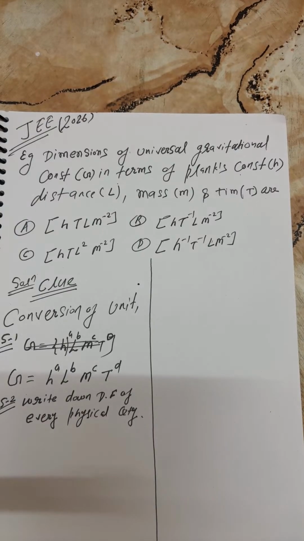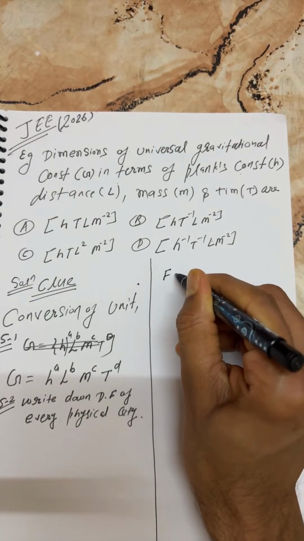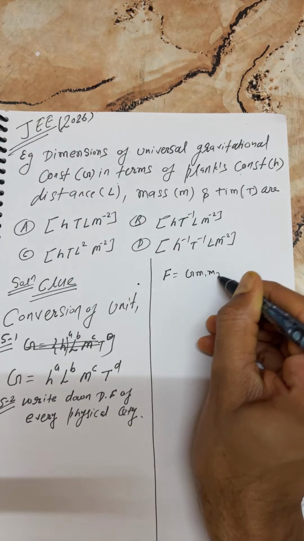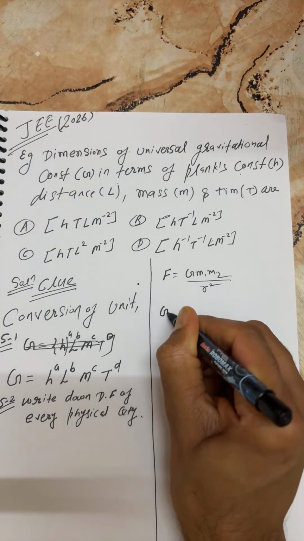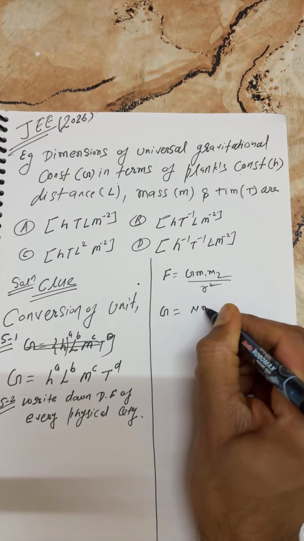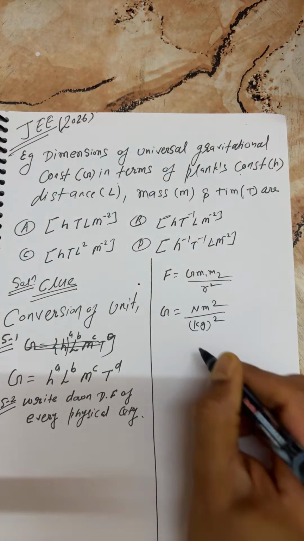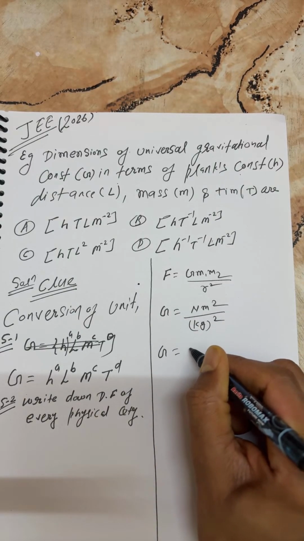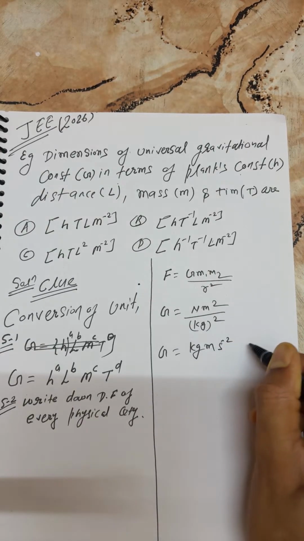So how can you write it? This is G, and I need to solve it here. So I'll use your formula of gravitational force: F is equal to G m1 m2 by r square. So you can write G is equal to Newton meter square per kilogram square. Newton you can write as kilogram meter s to the power minus 2.